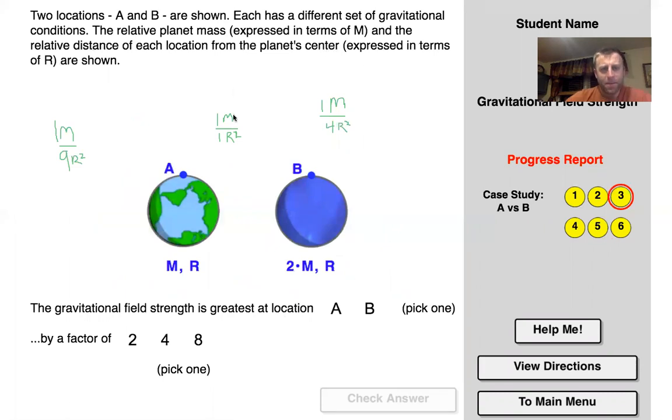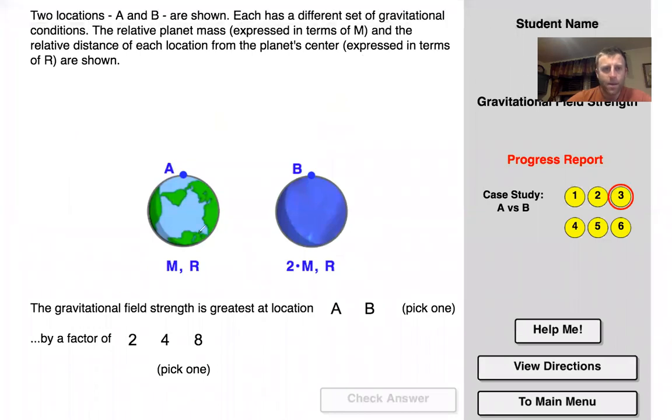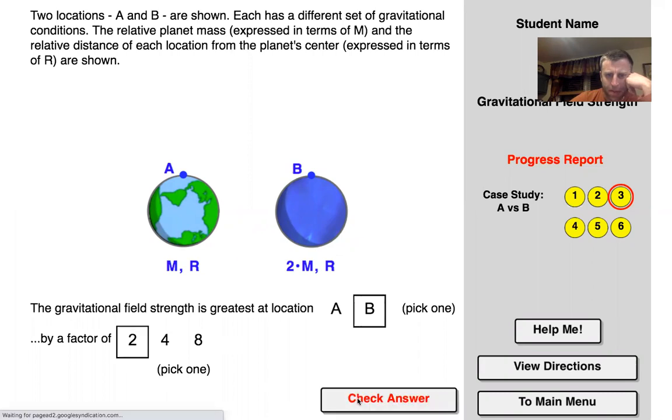They're giving you kind of the same scenario: relative radiuses, relative masses of the planet, and the gravitational field at each location, or at one location compared to the other. I was able to do this without writing out all my work, actually. These radiuses are the same, so really the mass is 2 times bigger here. That's going to make the gravity force 2 times bigger at B. That seemed pretty obvious to me.